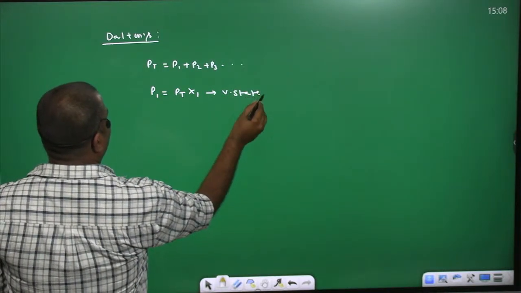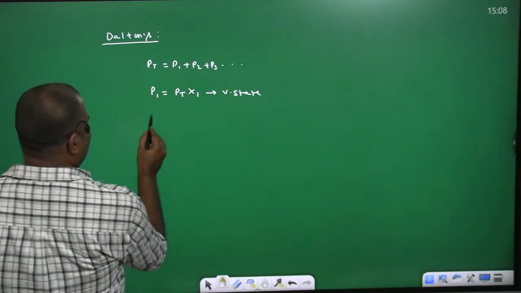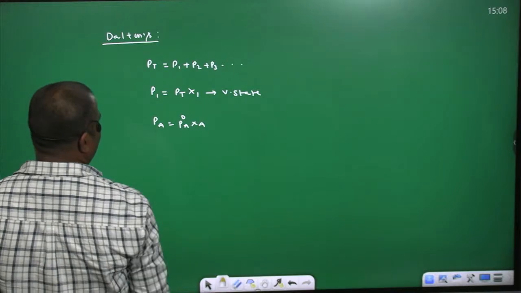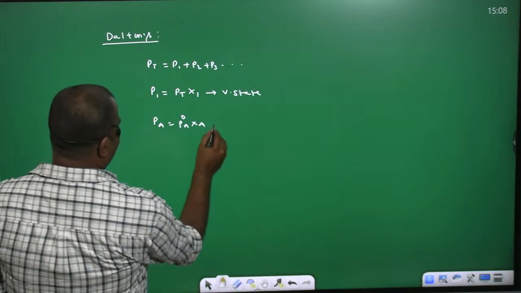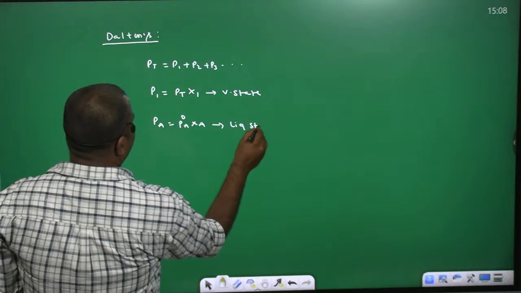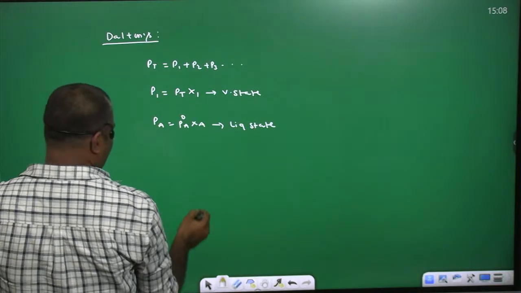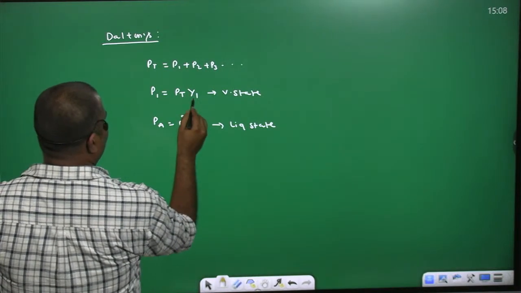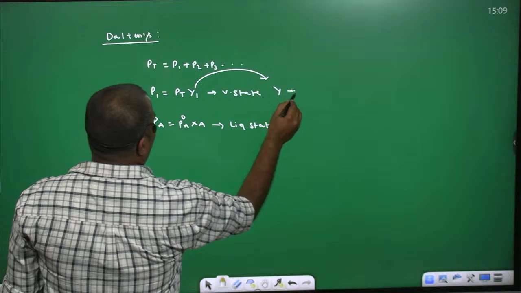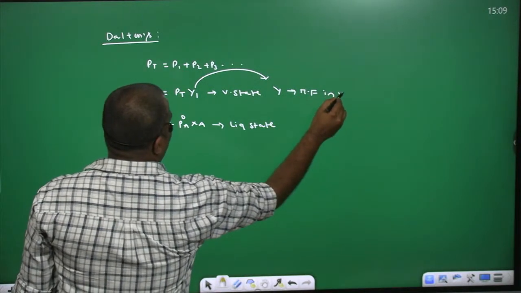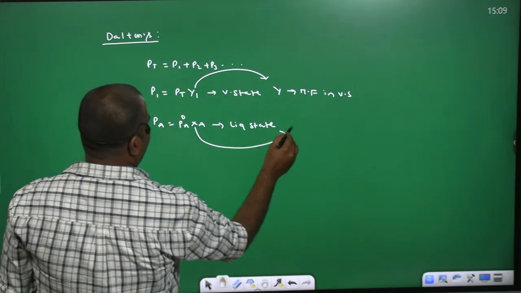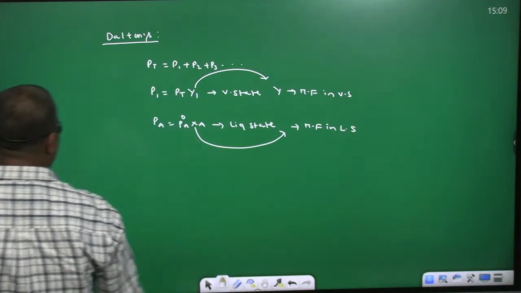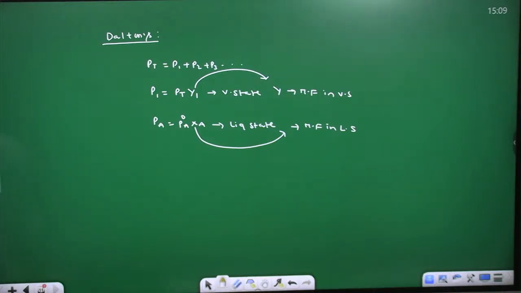Vapor state లో అయితే ఈ ఫార్ములా యూజ్ చేస్తారు. Whereas in the liquid state లో ఉందనుకోండి అప్పుడు ఏం రాసుకోవచ్చు, PA equal to P0A XA. This is in liquid state. In the vapor state you can write Y1, don't write X1. Y means mole fraction in vapor state. Now X is mole fraction in liquid state or liquid phase.